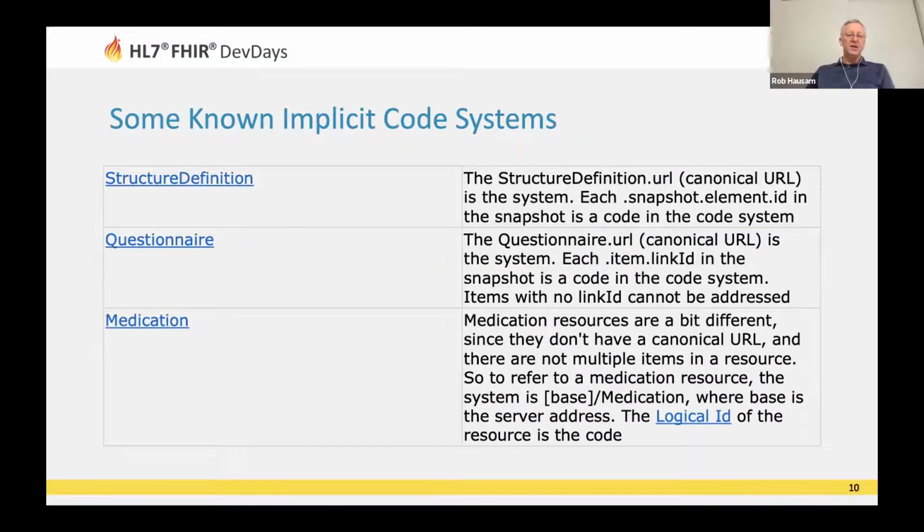So this next slide is the one that I didn't show yesterday. And this is actually taken from the specification. It's basically three possible implicit code systems that might be there. There are definitely plenty of other ones, but you could have a set of structure definitions. Again, the structure definition canonical URL is considered to be the system. And this is within a single structure definition. And all the snapshot element IDs could be considered to be codes in the code system.